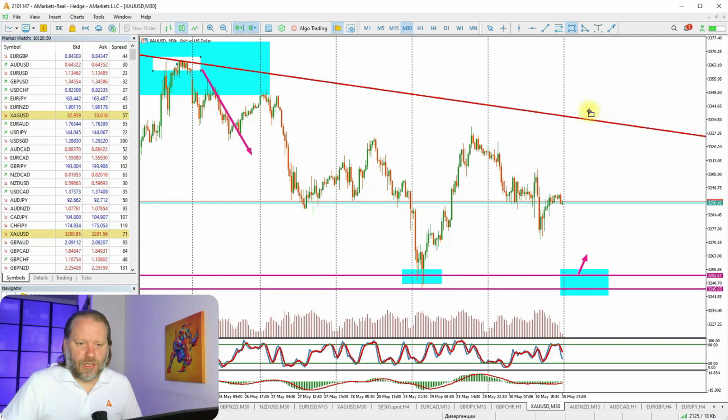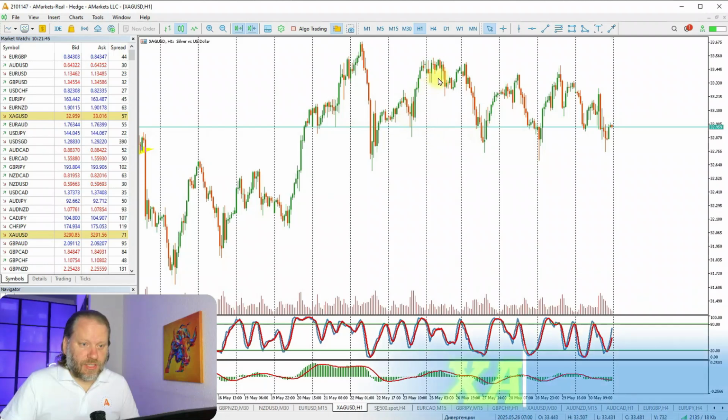And if the price goes up, it can also touch this resistance line once again. However, according to my strategy, it is already weakened, but nevertheless, there is potential. It will be possible to make some money here.